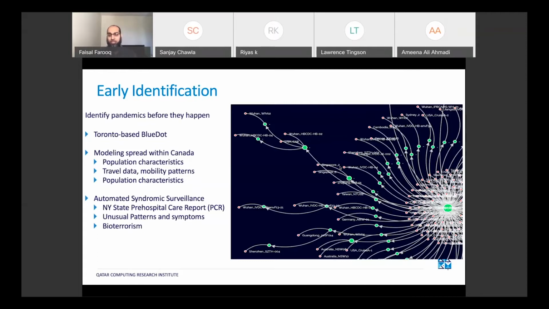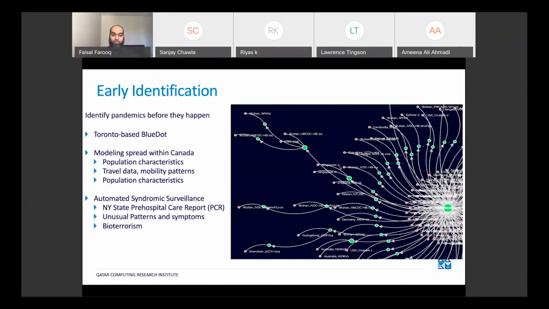And it uses population characteristics, travel data from flights, travel mobility patterns within the country, and so forth. And so there are artificial intelligence techniques that can actually identify these things early enough. Interestingly, in the very early days during my PhD, I wrote a paper on automated syndromic surveillance from New York pre-hospital care reports.